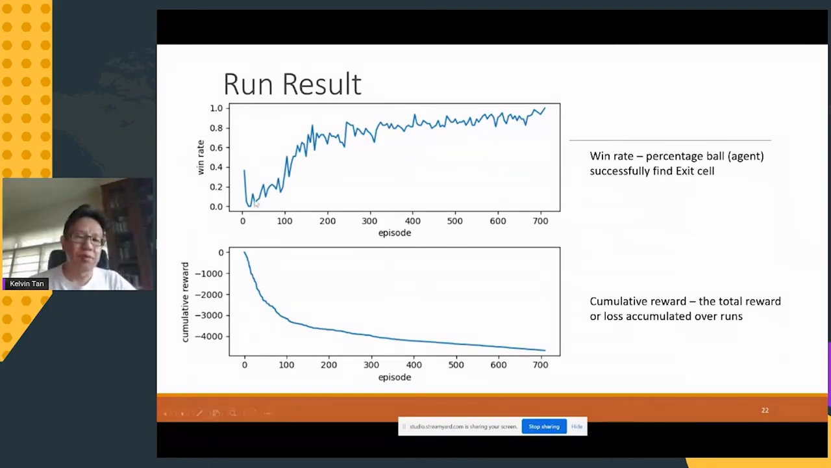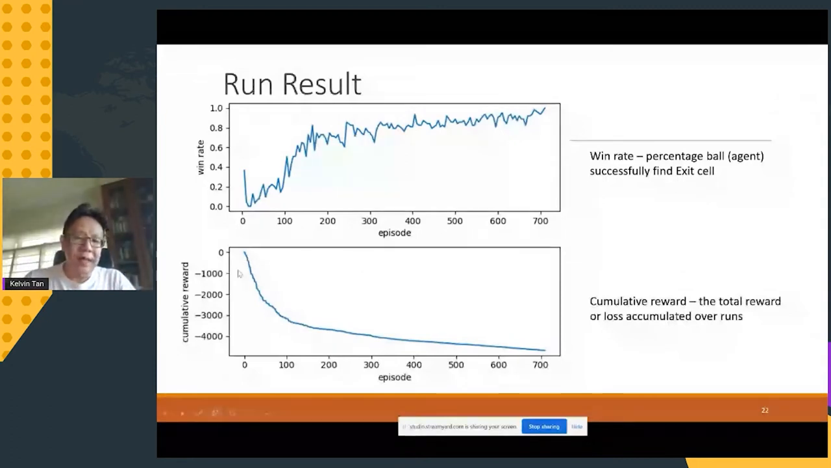So initially, because it's moving randomly, it's not able to get to the exit on time, right? But over time, it's able to do so, and eventually at around 700 episodes, it's able to get to the exit consistently. The cumulative reward is a reward that we place on the agent. When the agent, or the ball, reaches the exit, it gets a big positive reward. But any movement itself would have a small negative reward. This is like energy drain, right?